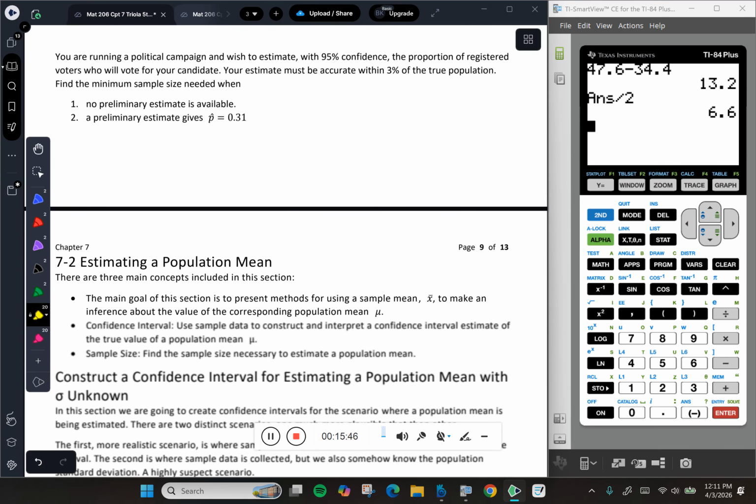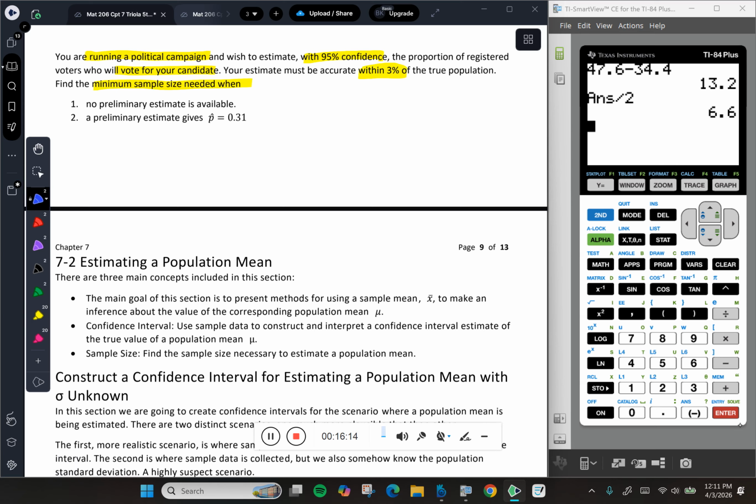You are running for political campaign. This is our last one. See 7.2 just showed up at the bottom there. You're running a political campaign and wish to estimate with 95% confidence the proportion of registered voters who will vote for your candidate. Okay, so you want to know what percent of the voters are going to vote for your candidate. Your estimate must be accurate within 3% of the true population proportion. Find the minimum sample size needed. Okay? So this is a minimum sample size.